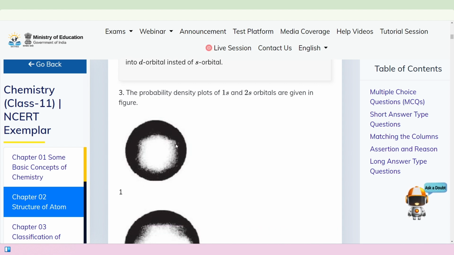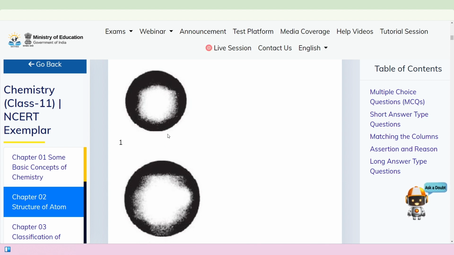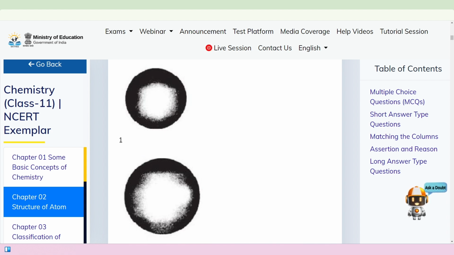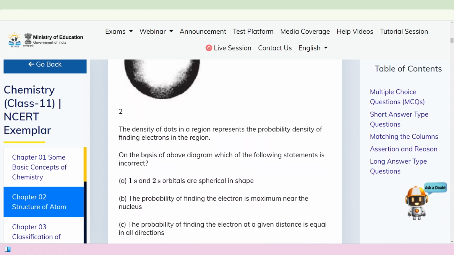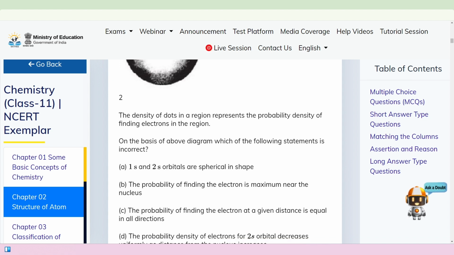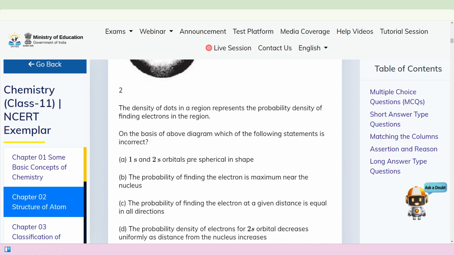Next question. The probability plots of 1s and 2s orbitals are given in the figure below. So these are the two probability plots. This is for 1s. Why am I saying it is for 1s? Because it is of smaller size, and we know that 1s is of smaller size as compared to 2s because of the smaller principal quantum number. The question being asked here is that on the basis of the above diagram, we have to say which statement is incorrect. The first statement is 1s and 2s orbital are spherical in shape.